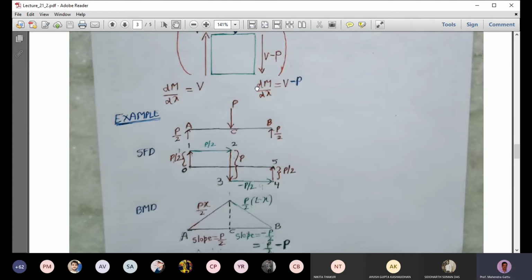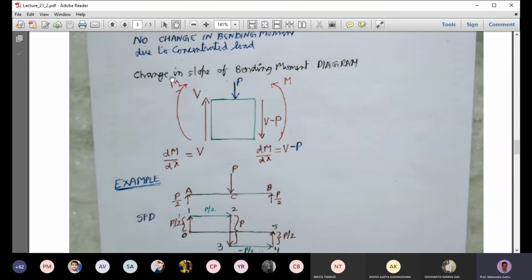And now let's look at the change in slope of the bending moment diagram. So we'll again draw the bending moment diagram.